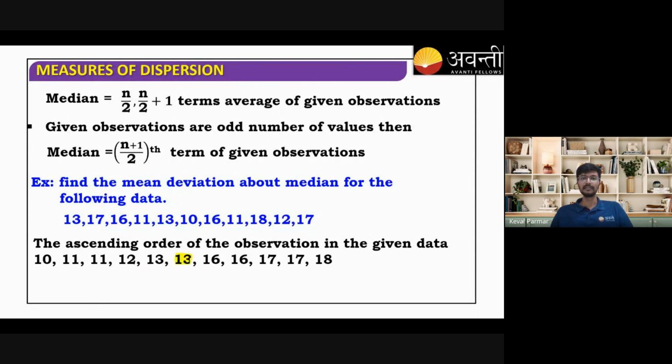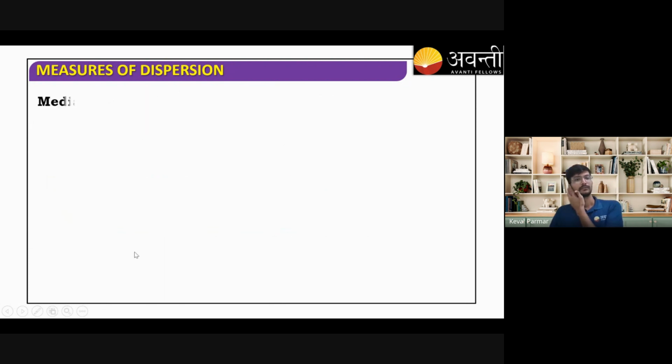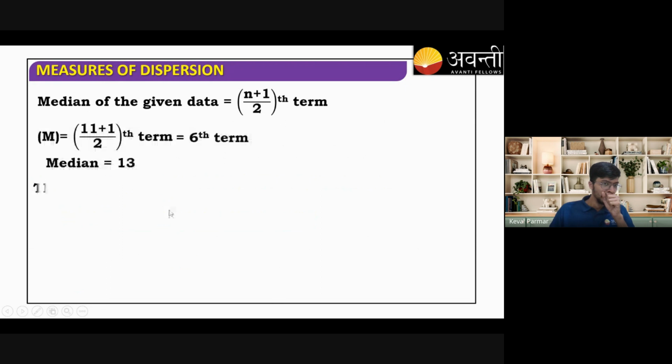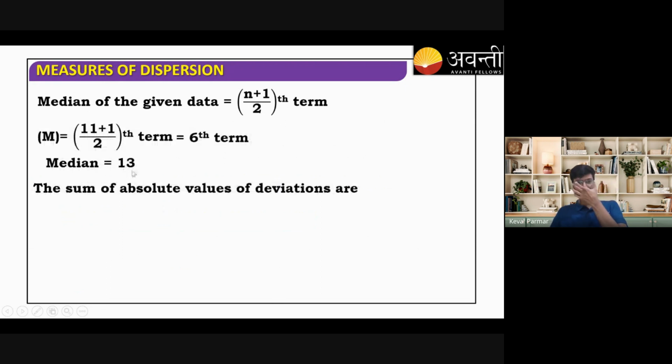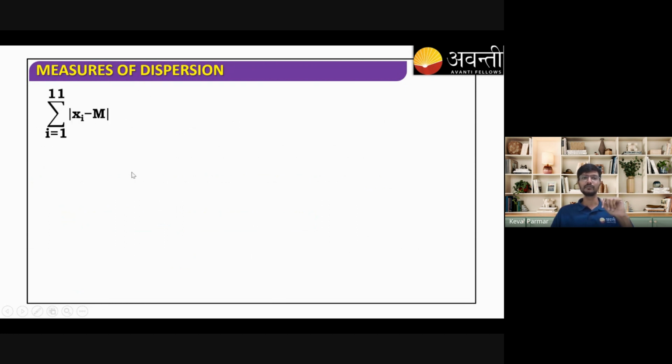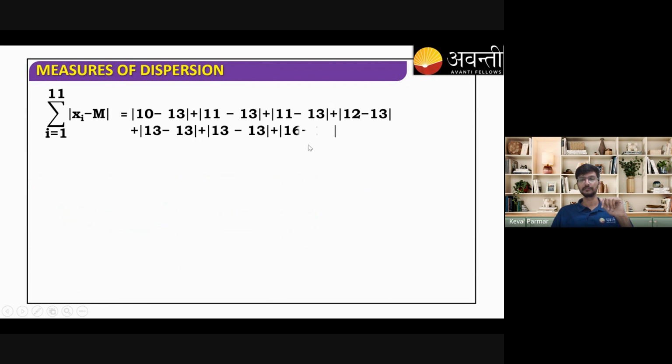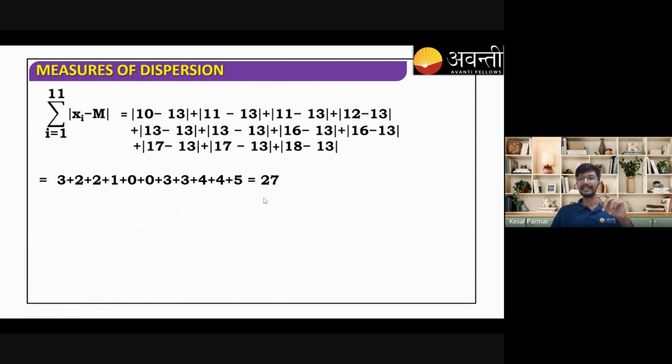Now we just have to get the deviations. How to get the deviations? We subtract all of them from the median. So the median is 13. What are the absolute values? We subtract all of them from 13, and we get this answer, which on addition reduces to 27. Once it is reduced to 27, we will now find the final answer, that is mean deviation about median.